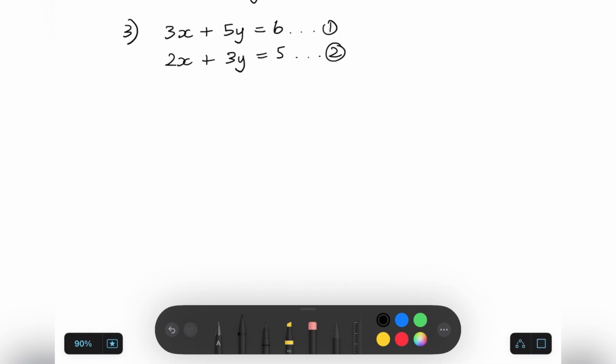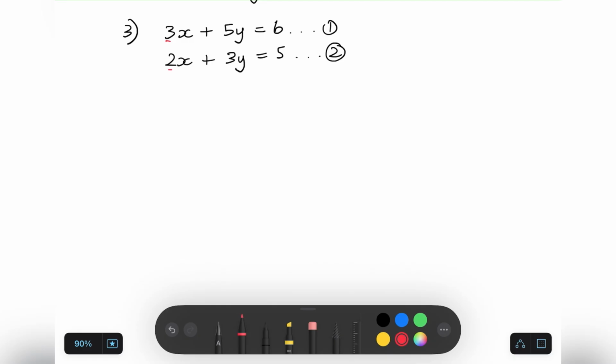All right, let's look at this one. 3x plus 5y is equal to 6 is equation 1, and 2x plus 3y is equal to 5, equation 2. Now, none of the coefficients of x or y is the same, so we need to choose which one we're going to eliminate. Let's just think about eliminating x, right? Now, if we're eliminating x, we're going to look at 3 and 2. We ask ourselves, what is the LCM of 3 and 2? Well, the LCM of 3 and 2 is 6.